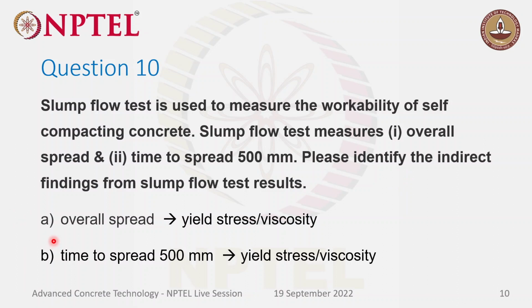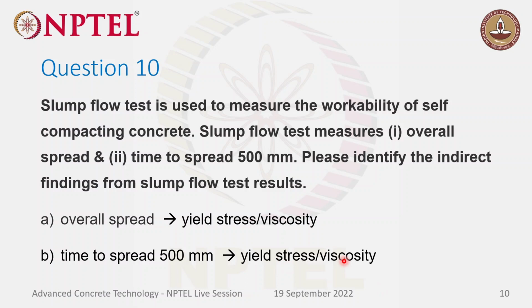So from question 10A, you have to find what does overall spread refer to. Does it refer to the yield stress or viscosity? And option B says the time to spread 500 mm. What does it refer to, whether yield stress or viscosity?